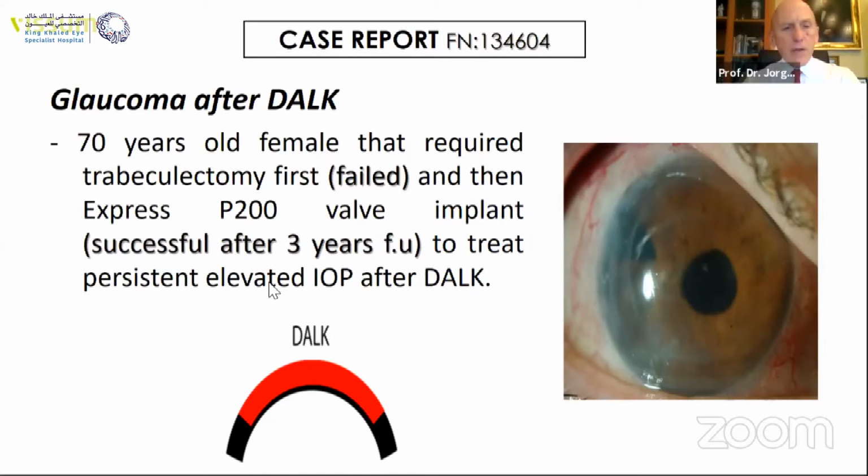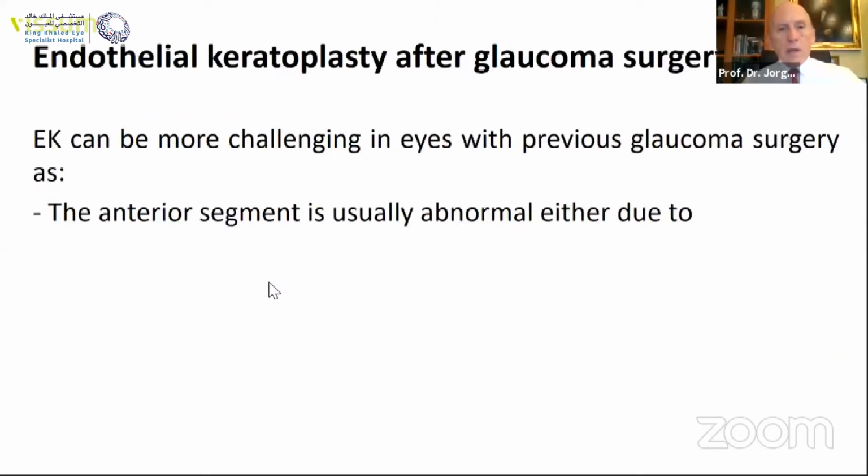Then, because this failed, the patient was taken to an Express valve, and the Express valve was successful after 3 years, which is the follow-up that we have in this case. So trabeculectomy fails more frequently, because of additions and because of problems related to the anatomy involved in trabeculectomy, than microglaucoma valves or stents like the Express valve.